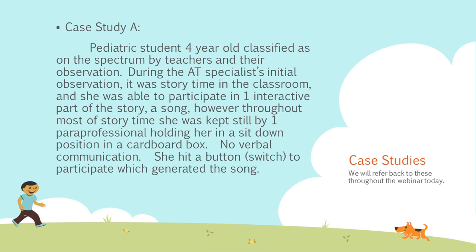Teachers are observing. They're thinking this child is probably on the spectrum, so maybe not a diagnosis of autism yet, but that's where they're leaning. My first time seeing the child was observation in the classroom, and I walk in and it's circle time, and you have all the other children sitting in their circle, and you have this one little girl who is sitting in a box, a cardboard box, and the aide is holding her in that box.